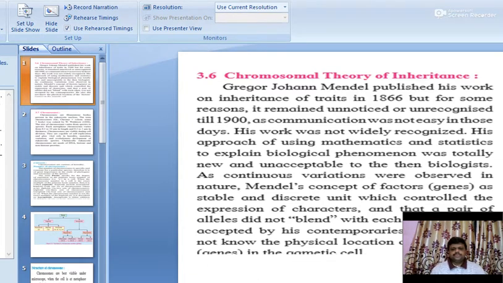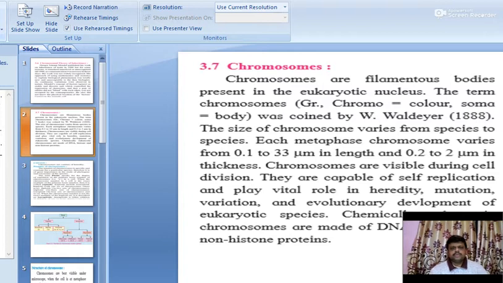Let us see one more slide. The most important thing is the chromosome. Chromosomes are filamentous bodies present in eukaryotic cells, in the eukaryotic nucleus.